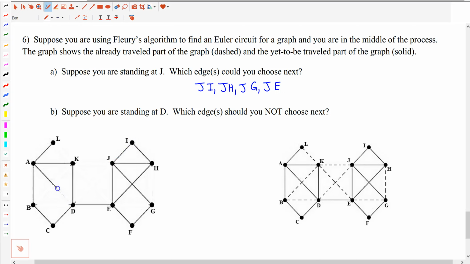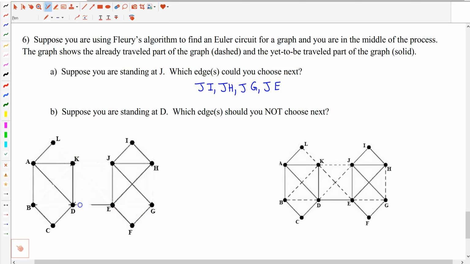What about this edge from A to D? If I were to remove that one, is this graph now disconnected? No, it's still possible for me to get from, for instance, L to H. There is still a route. What about this edge from D to K? If I were to remove it, does it cause this graph to be disconnected? No, I can still get from K to, for instance, G, so that's okay.